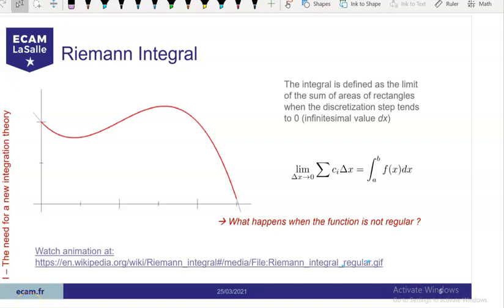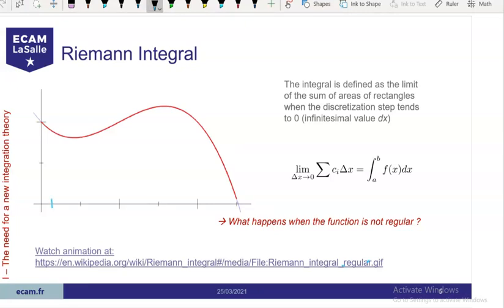Okay, so what have you been manipulating as integral for the moment? It's called the Riemann integral, the one that was theorized completely in 1854 by Bernhard Riemann. Okay, so the idea is that you can define the integral as some sum of rectangles.